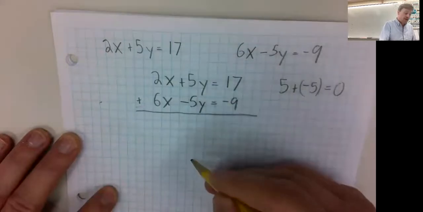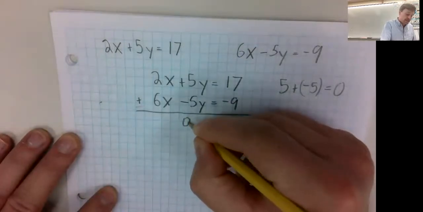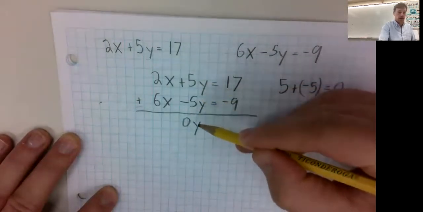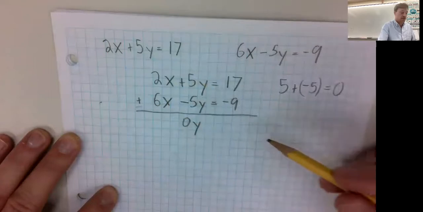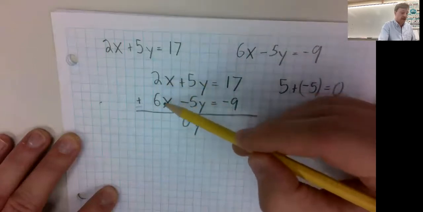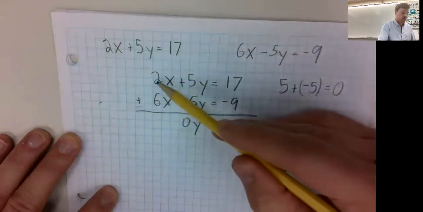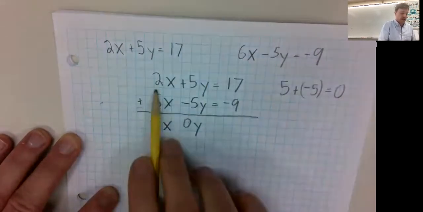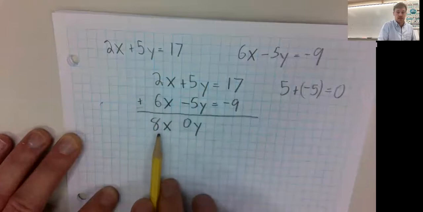Now, the y's are going to drop out. This is like saying 0y if we're just thinking about this column here. But we have to do the same thing for everything else. So we're going to add 2x and 6x. We're just going to look at the coefficients. 2 plus 6 is 8x. I had 2 x's, then I added 6 x's. Now I have 8 x's.